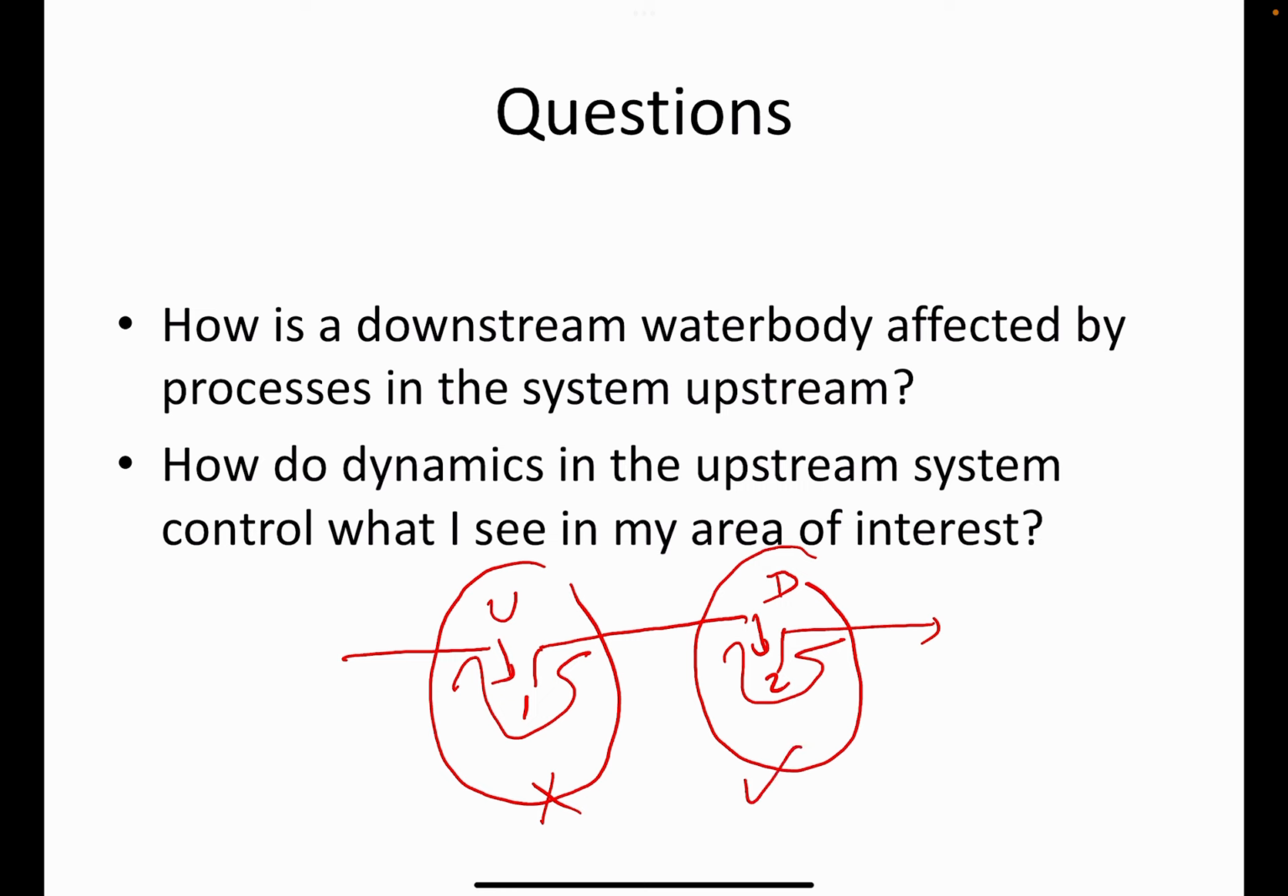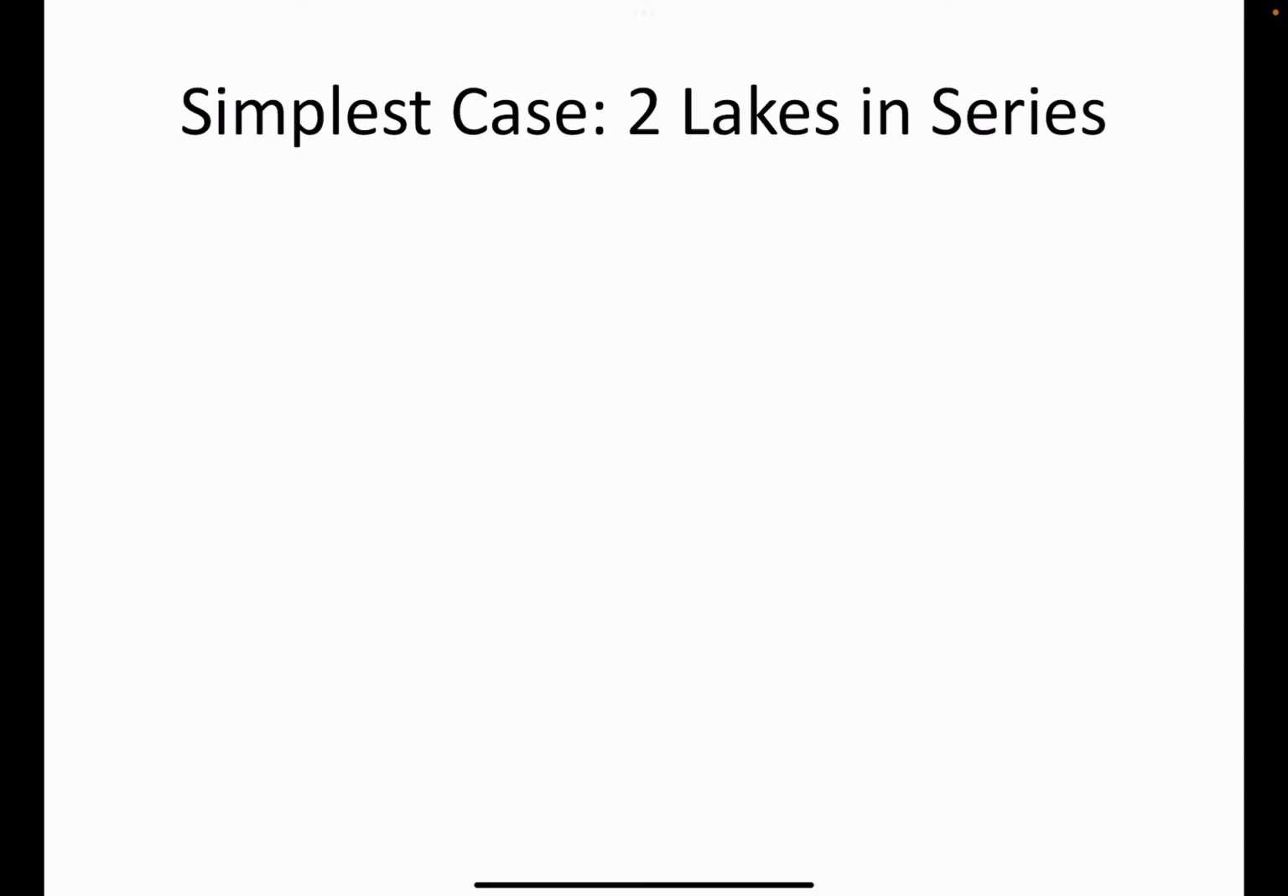And we will also check the dynamics upstream that control what I see in my area of interest. Let's say my area of interest is this lake number 2. Sometimes it's lake number 3, 4, or lake number 10. Let's look at the simplest case, which is 2 lakes in series, and see how it's going to be affected.